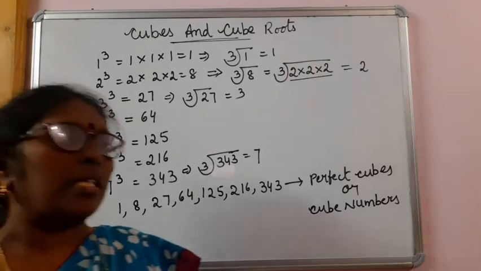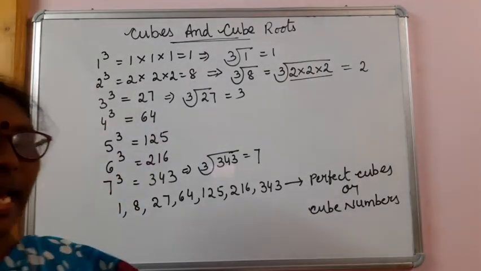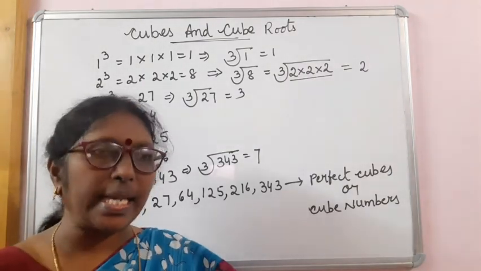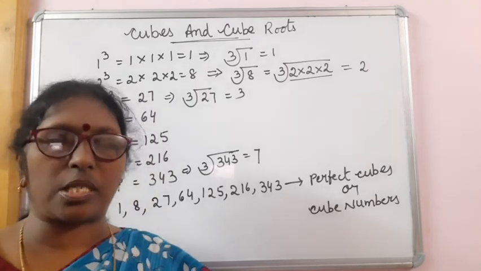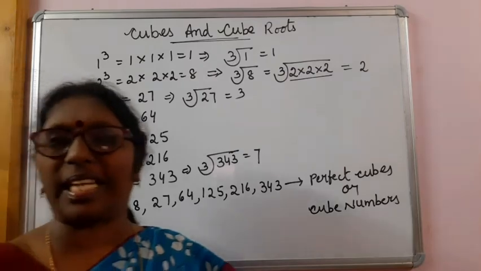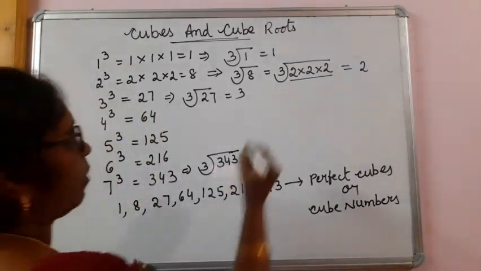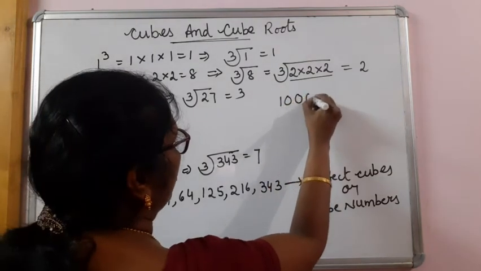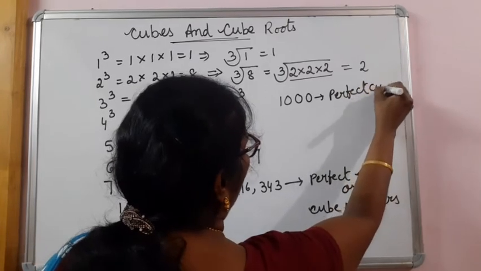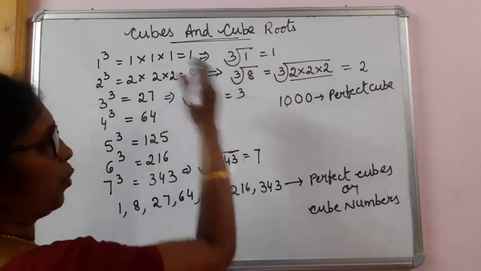And one more thing. Suppose a number has zeros towards the right side. If the number has 3 zeros or 6 zeros or 9 zeros, the number may be a perfect cube. Not all numbers ending with 3 zeros are perfect cubes. Let me give you an example. Suppose it is 1000. It is a perfect cube, because 3 zeros are there and 1 is also a perfect cube.